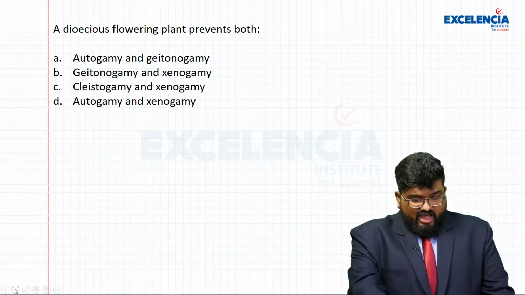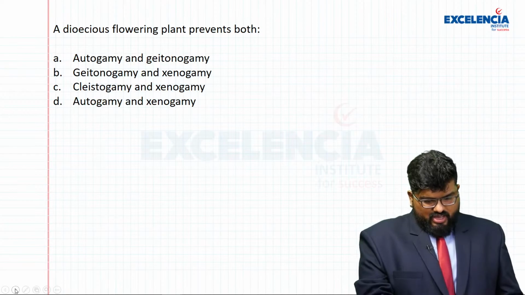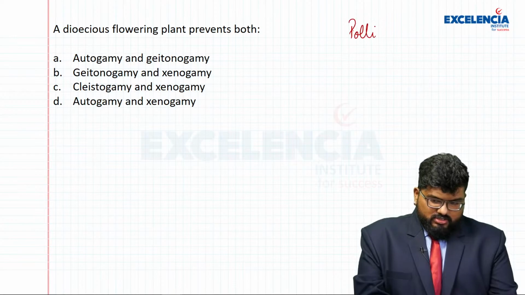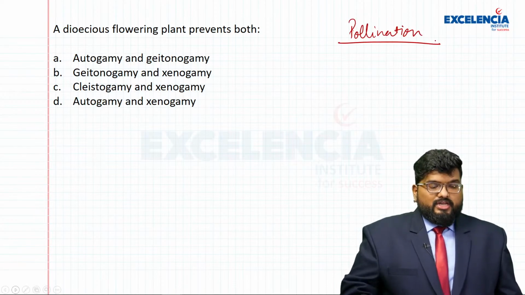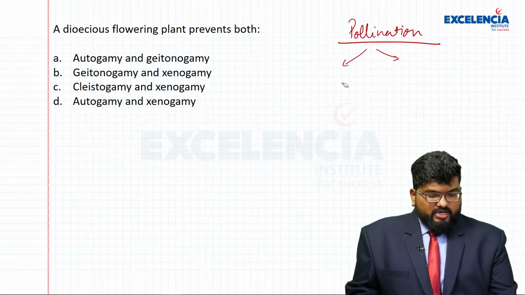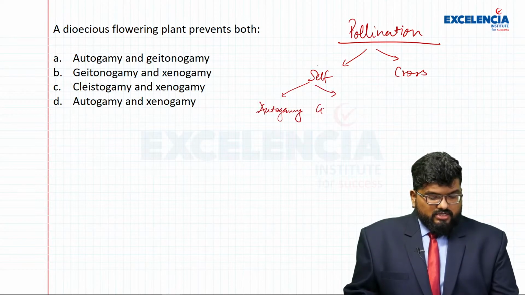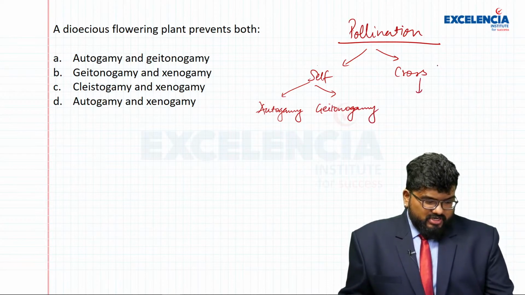A dioecious flowering plant prevents both autogamy and geitonogamy. So we're talking about pollination over here. When we talk about pollination, we have self-pollination and cross-pollination. Self-pollination has autogamy and geitonogamy. Cross-pollination is xenogamy.